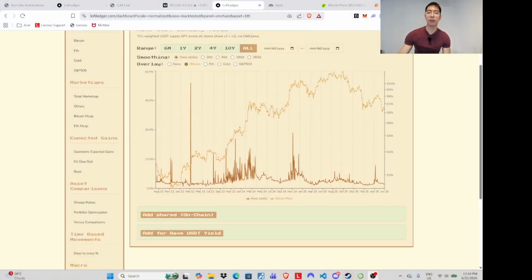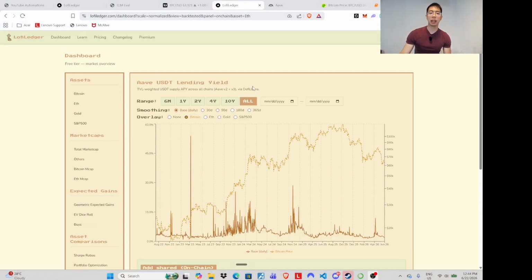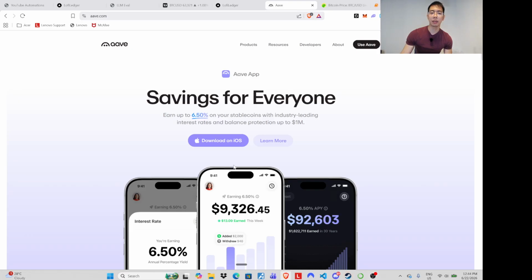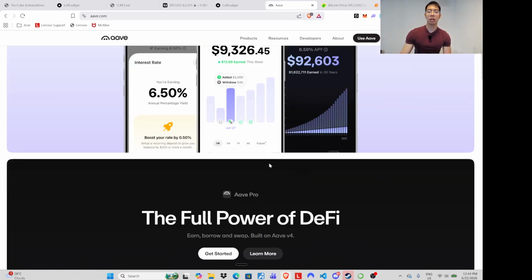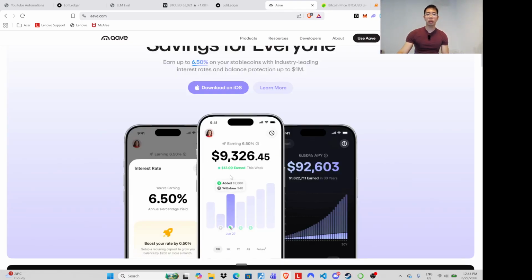So here we have the Aave USDT lending yield, right? So what is Aave? Aave is basically just like a bank, a crypto bank. So you deposit money inside, and because you're depositing money, people can borrow money from that. And since they're borrowing from you, they pay you interest. So it's like a bank, except you're the bank, right?